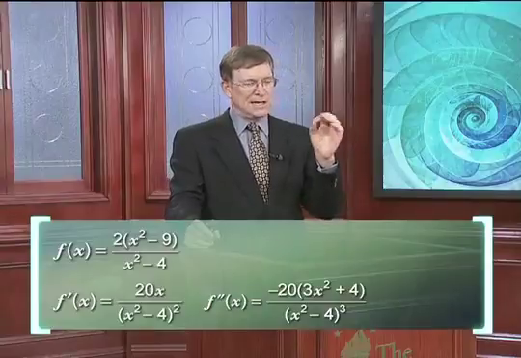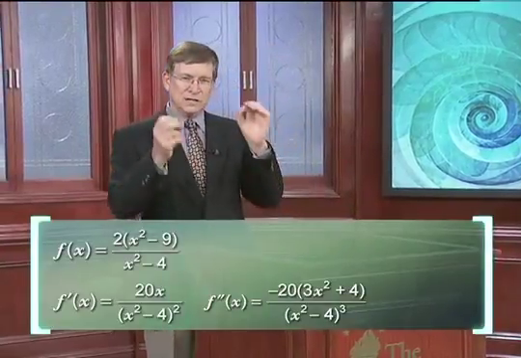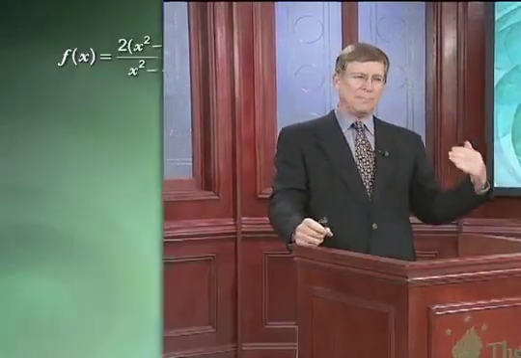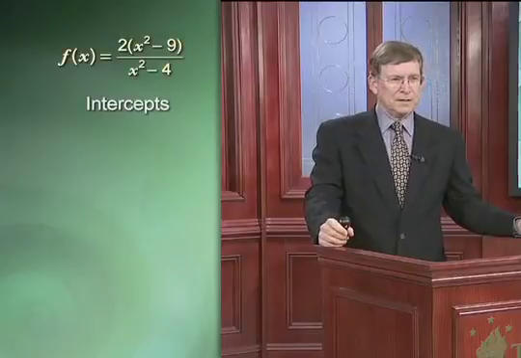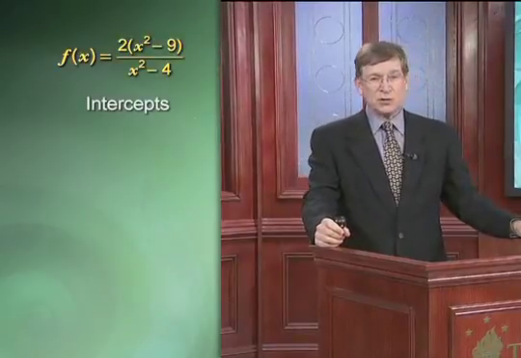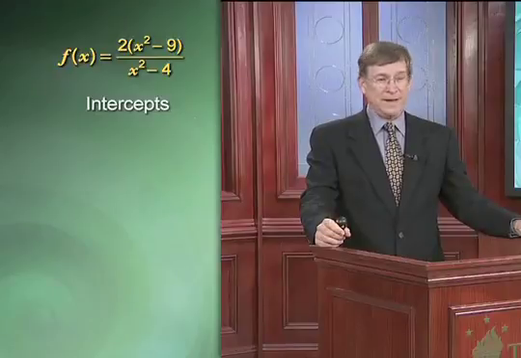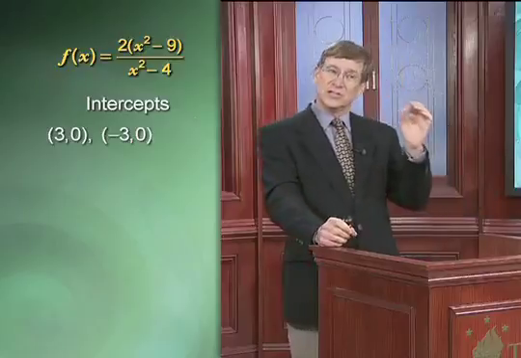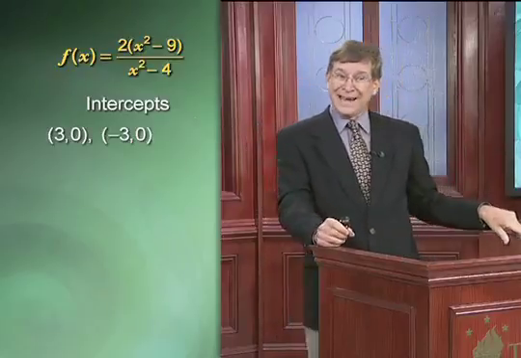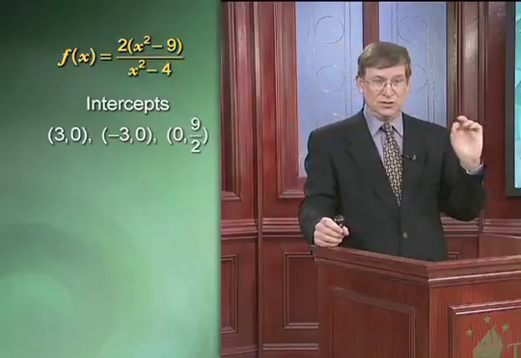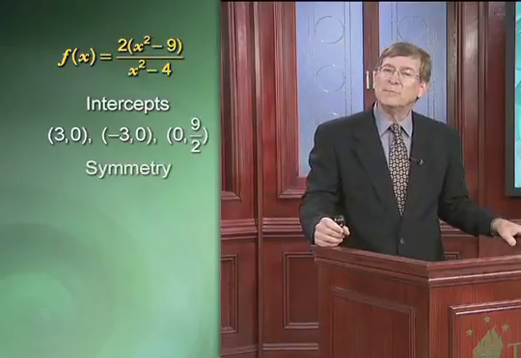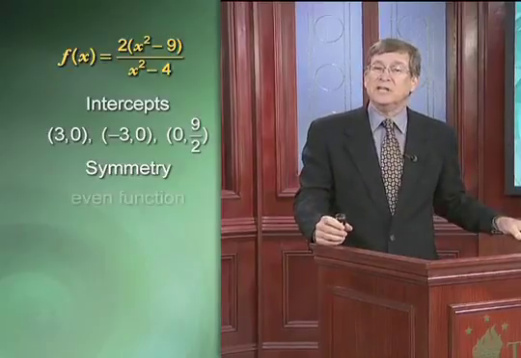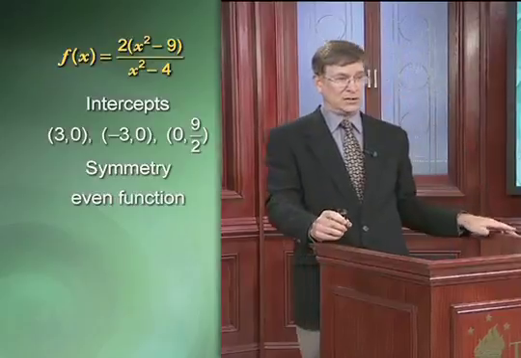But let's start talking now about what we know about the curve, given this information about the function and its 2 derivatives. Well, let's step through some ideas. What about the intercepts? Look back at the function. If x is 3 or minus 3, f of x is 0. So those are intercepts, (3, 0) and (minus 3, 0). And if x is 0, we get that y is 9 halves, and that is also an intercept, (0, 9/2). How about symmetry? Oh, it's x squared in the numerator and denominator. It's going to be an even function, symmetric about the y-axis.